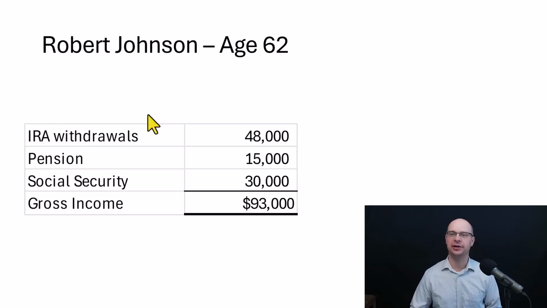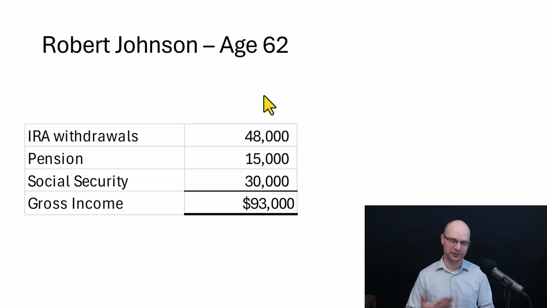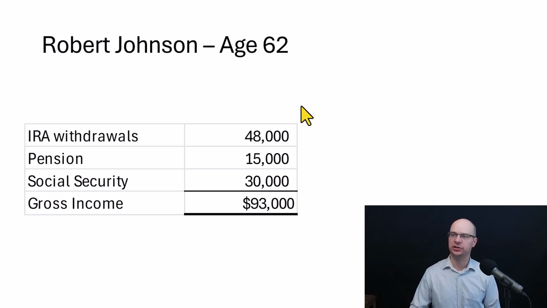He just retired, and here's going to be the composition of his income for tax year 2024. He's going to have $48,000 of IRA distributions. He's got a small pension paying $15,000 and Social Security. So if we add these all up, his total gross income is going to be $93,000. Now, he is, of course, going to be able to take at least some deductions, which we'll look at more when we take a look at a hypothetical tax return.